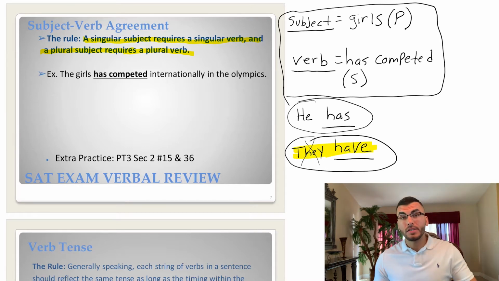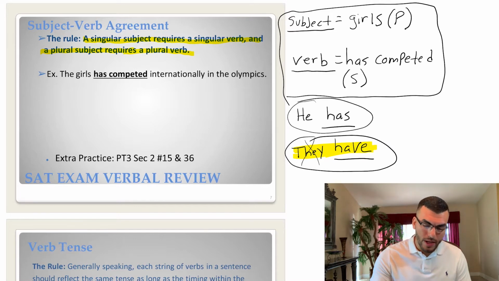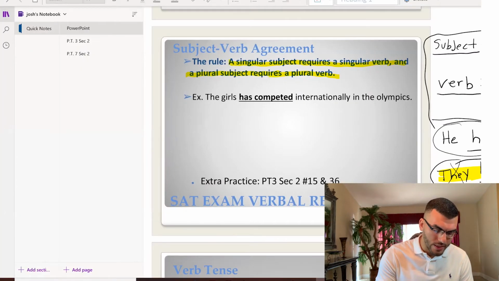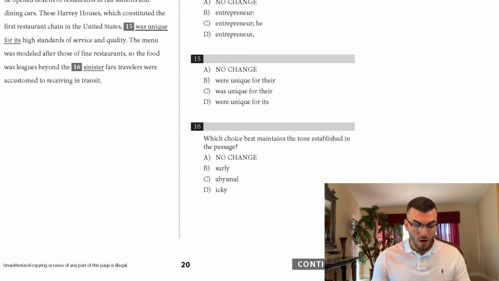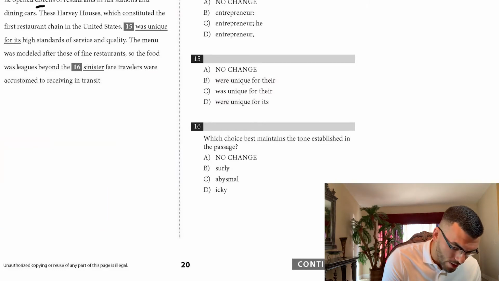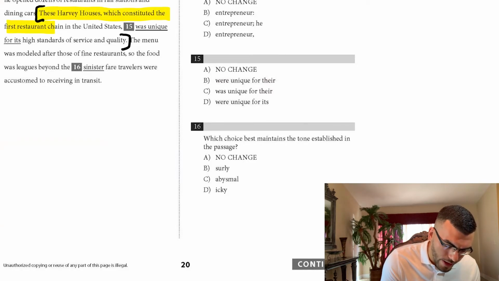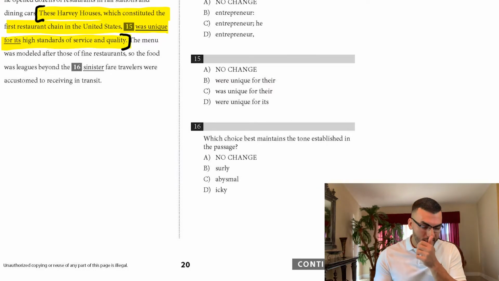So let's go to practice test 3, section 2, and look at number 15 and 36. Okay, so here we are, number 15. Let's look in the sentence where 15 is. And what I always recommend is to put brackets around the beginning of the sentence and the end of the sentence. That always helps me stay focused. I'm going to highlight it for you guys. You obviously won't be able to do this on the test, but definitely put the brackets. So this is the sentence in question for number 15.